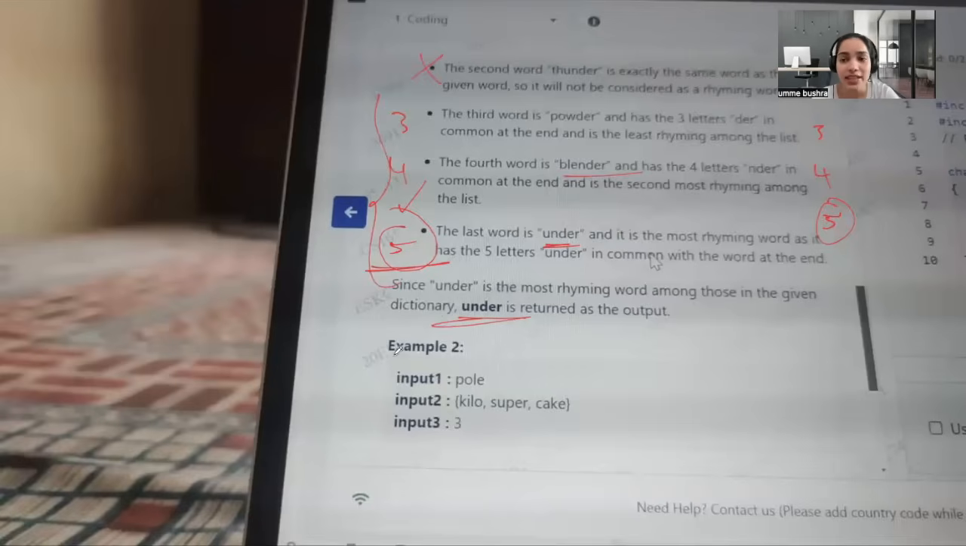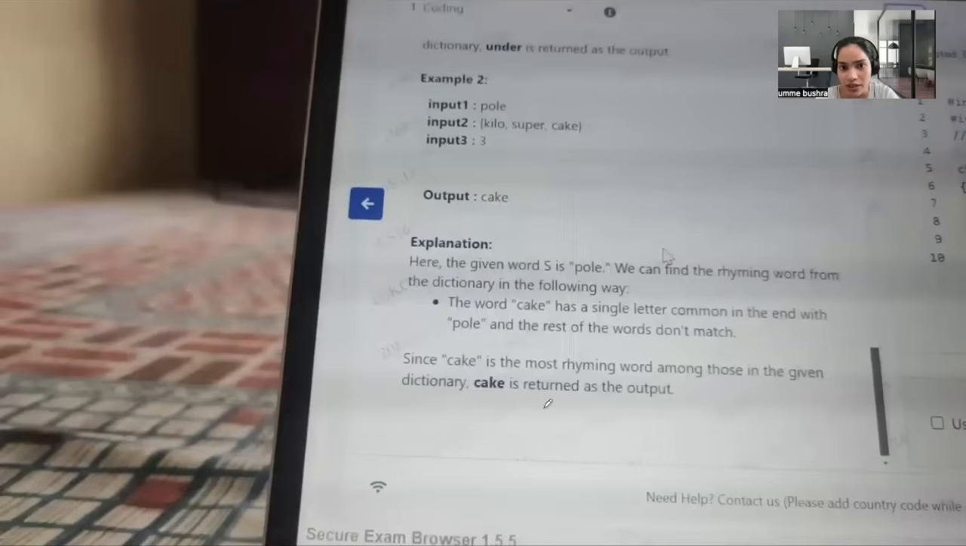Now, example 2 is even more interesting when you look at it. Pole, right? Last few letters should match. OLE. So in kilo, how many letters are matching? You have to go from last, okay? If you check here, pole, kilo, super, cake. The reason why cake is returned is that the last one is matching. Here, the last one isn't matching. Here, the last one isn't matching. So we'll come from last to first as an approach. Last to first, okay? This is what we're going to do.